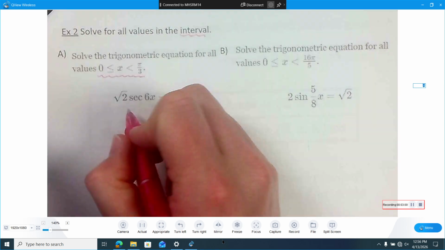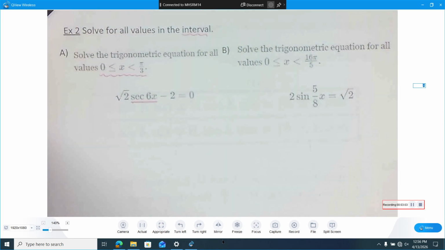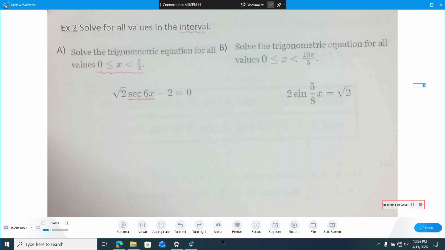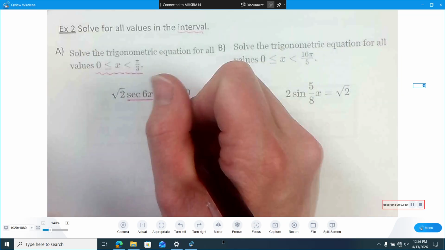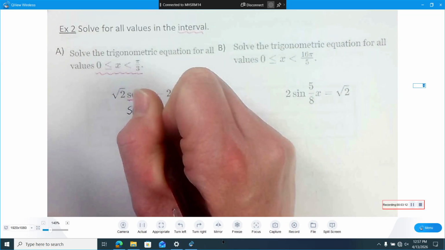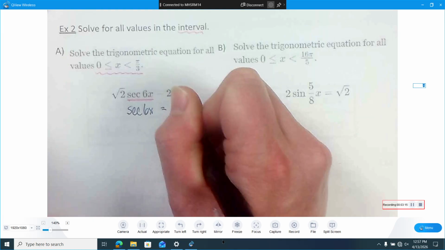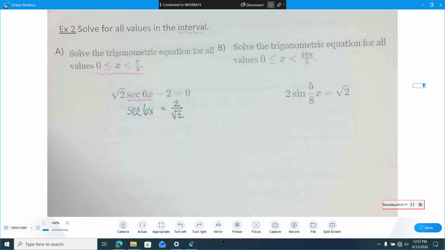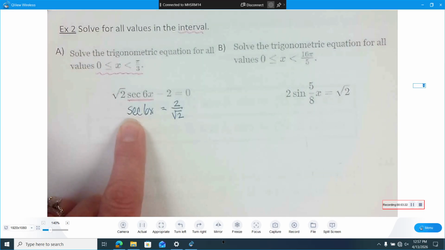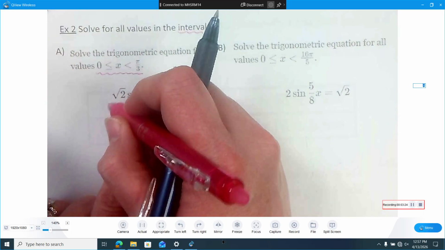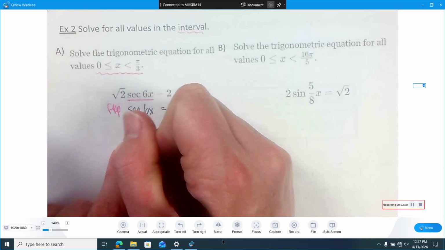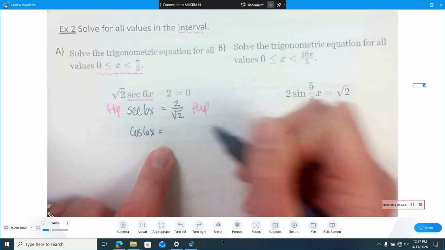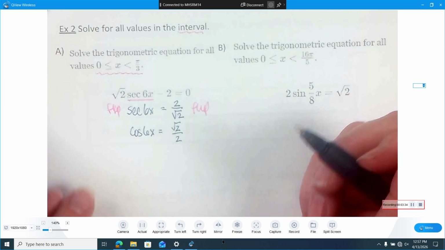Our goal is just like before, we are going to isolate our trig function. So what are we going to do first? Add 2 and then divide by radical 2. Yeah, so secant of 6x equals a positive 2 divided by radical 2. And again, I don't want to rationalize that because secant is a reciprocal function. So I'm going to go ahead and flip both sides. So the reciprocal of secant is cosine of 6x equals radical 2 over 2.